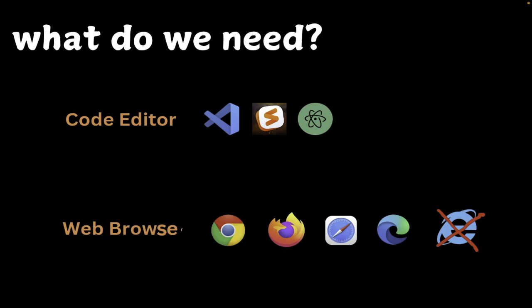We also need a tool to run our code, and that's a browser. We have a few examples here: Chrome, Firefox, Safari, Edge. But please, you don't have to use Internet Explorer in 2024. My favorite is Google Chrome, which I believe you already have. So in this course, I'll be going with Chrome and VS Code. The latter, I'll show you how to set it up.